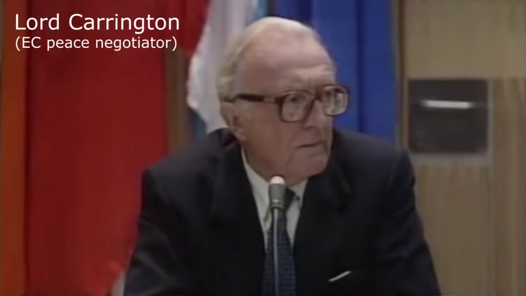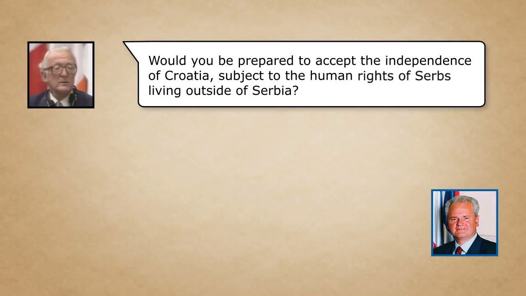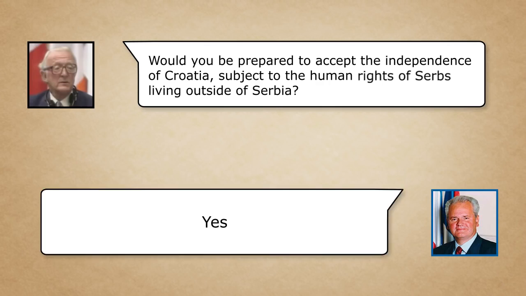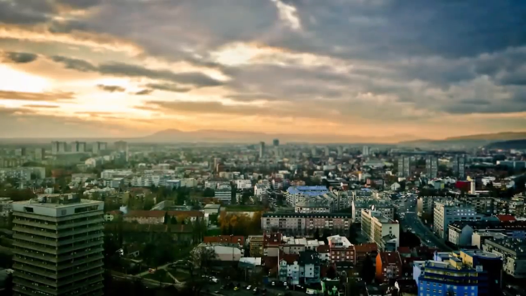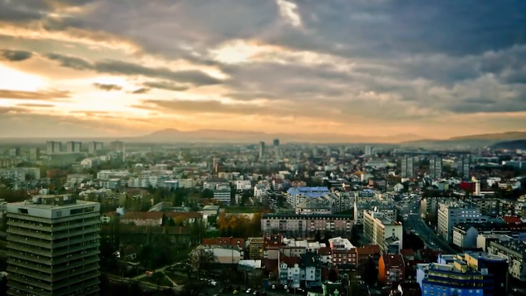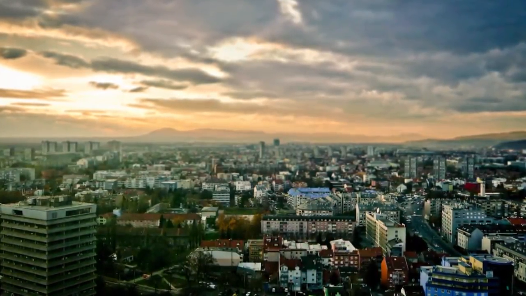European peace negotiator Lord Carrington presented Milosevic with a question: would you be willing to accept the independence of Croatia subject to the human rights of Serbs outside of Serbia? To Lord Carrington's surprise, he said yes. In the meantime, the Yugoslav army were planning a massive attack on the Croatian capital Zagreb, but such an attack carried huge risks of sanctions or even outside intervention.